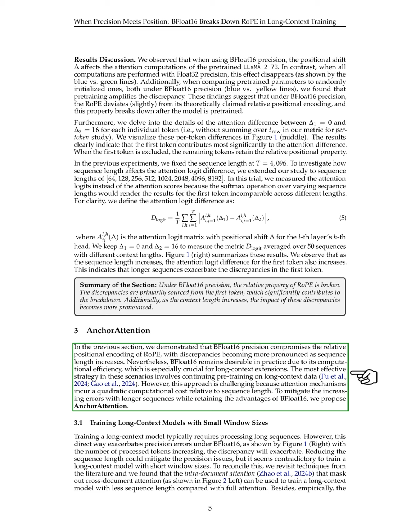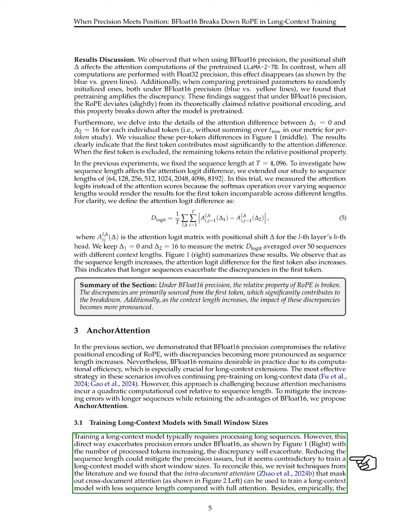The best approach in these cases is to continue pre-training on long context data, but this is complicated by the quadratic computational cost of attention mechanisms as sequence length increases. To address the growing errors with longer sequences while keeping the benefits of BFloat16, we introduce AnchorAttention. Training a long context model usually involves processing long sequences, but this can worsen precision errors with BFloat16.